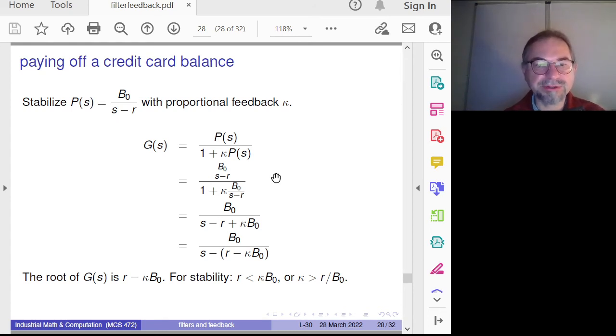But actually, the interest rate is typically not within our control, and the initial balance, well, that's what we took out on this credit card, so we can't change this either. What we can change, and what we should change, is the kappa.